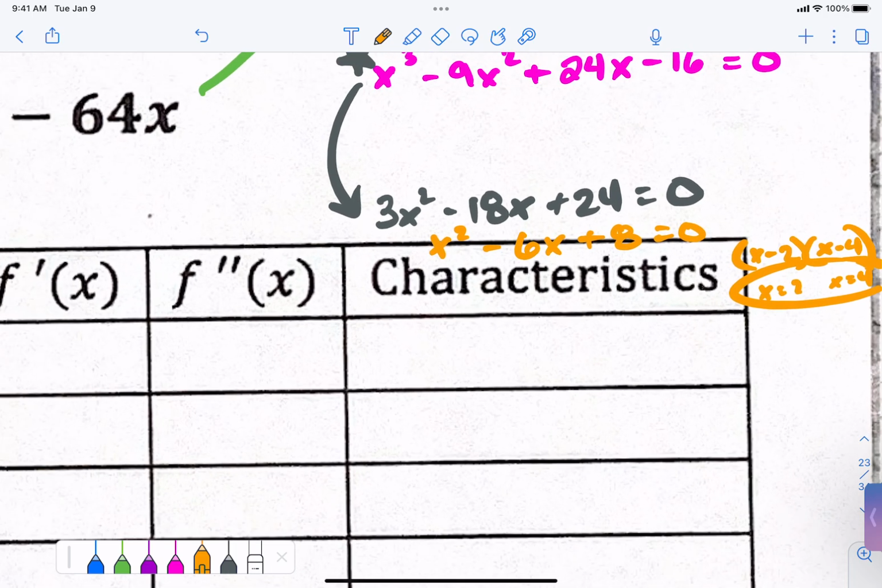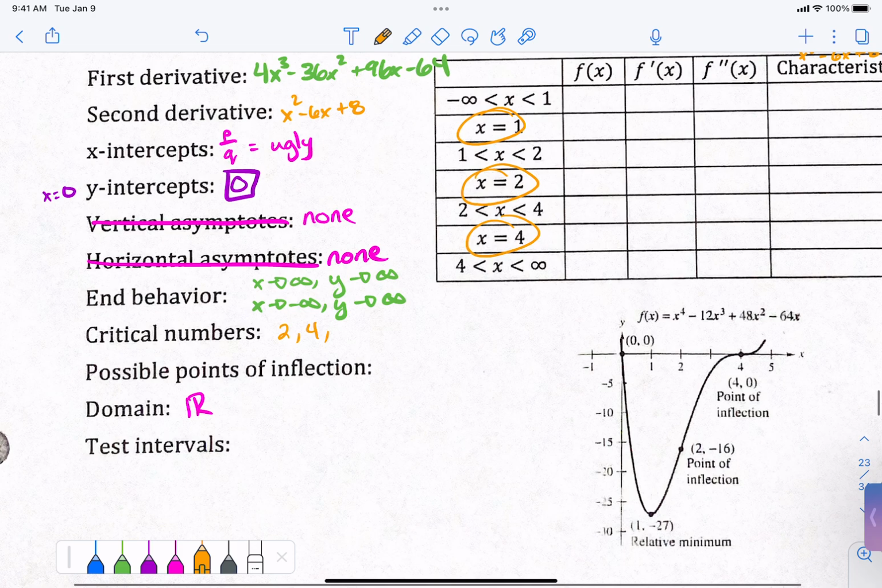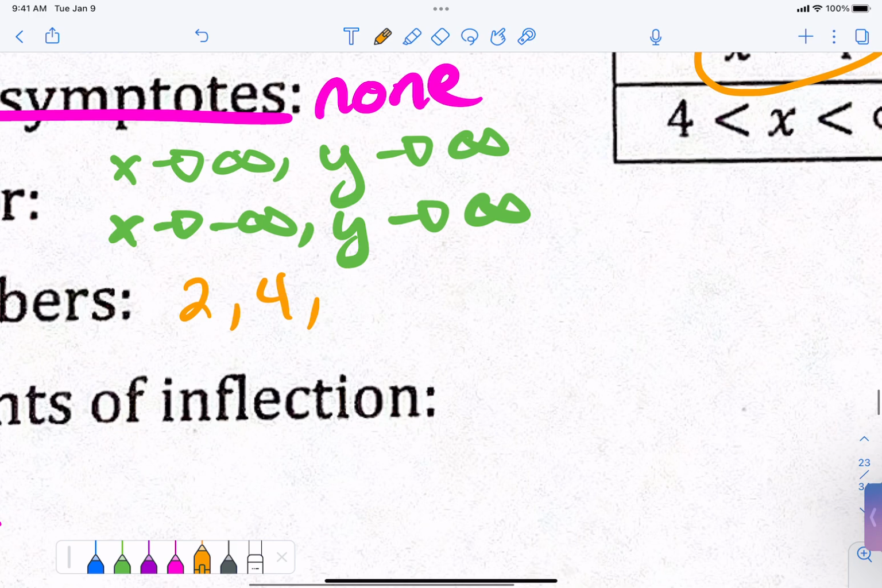I'm going to list those two down here for critical numbers. 2 and 4, because they came from the second derivative, are possible points of inflection, POIs. Maybe they're not POIs, but we have to test to see. If it's concave up and then concave up again, then it's not a POI. If it switches concavity, that's where it's a POI. And you plug POIs into the original to find the y coordinate for that POI.